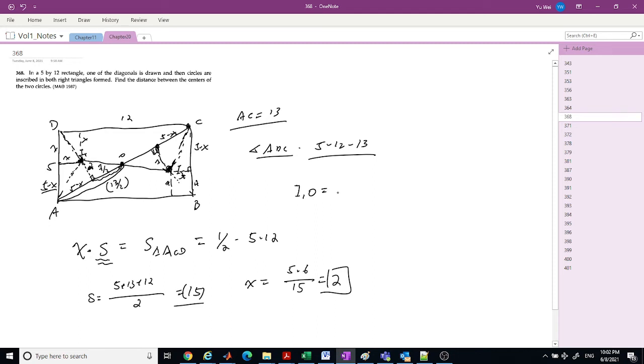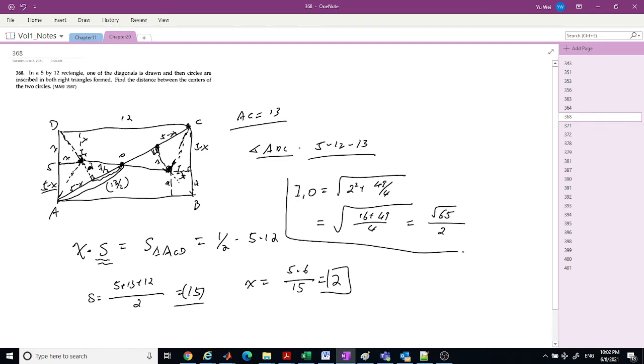So now we can see I1O is equal to 2 square plus 49 over 4, right? Is equal to 16 plus 49 over 4 all under the root, which is root 65 over 2. Now this one is half of I1 I2, right? So I1 I2 is 2 times root 65 over 2, which is equal to root 65.